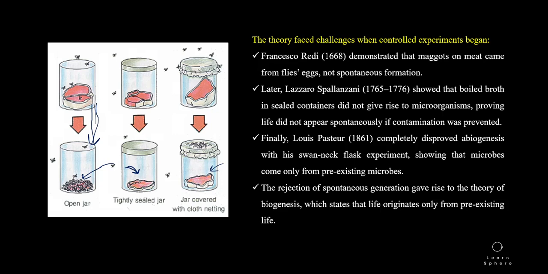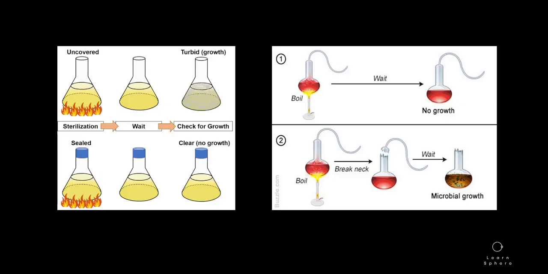contamination. Same experiment was performed by Spallanzani, okay, which showed that boiled broth in a sealed container did not give rise to microorganisms, proving life did not appear spontaneously if contamination was prevented. And finally, Louis Pasteur in 1861 completely disproved abiogenesis with his swan neck flask experiment, showed that microbes come only from pre-existing microbes.